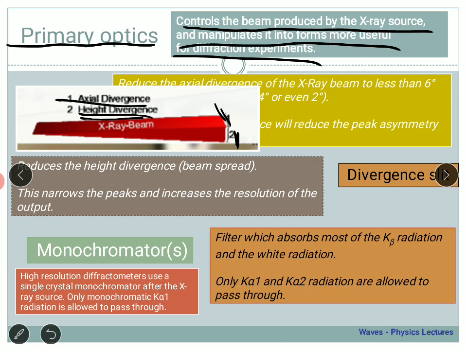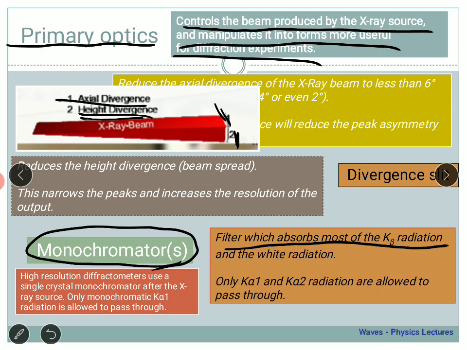Okay, next we have got something which is called monochromators. I think this term you have already heard before. Monochromatic light source means it has got a single wavelength. Now if you have K alpha, K beta, K alpha 1, K alpha 2 lines, that means they are not really monochromatic in nature, because K beta and K alpha will have two different wavelengths. So what I want to do is filter out the K beta radiation and the white radiation, and for doing that we use something which is called the monochromator.